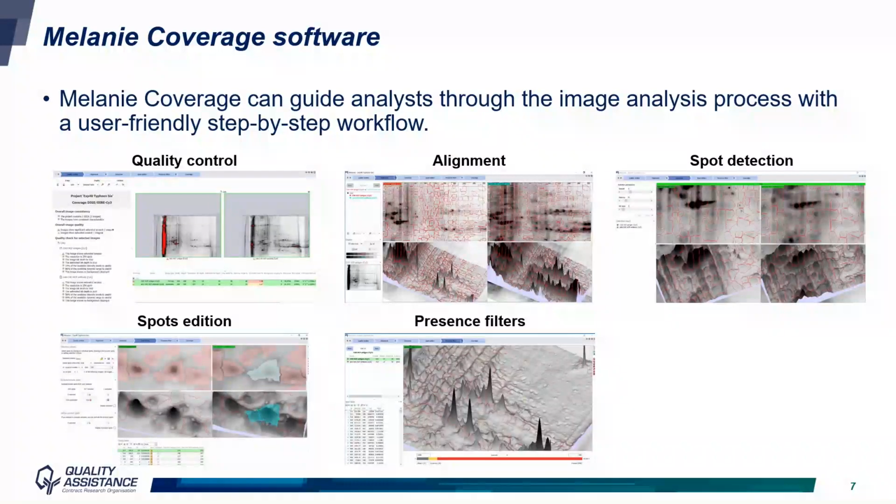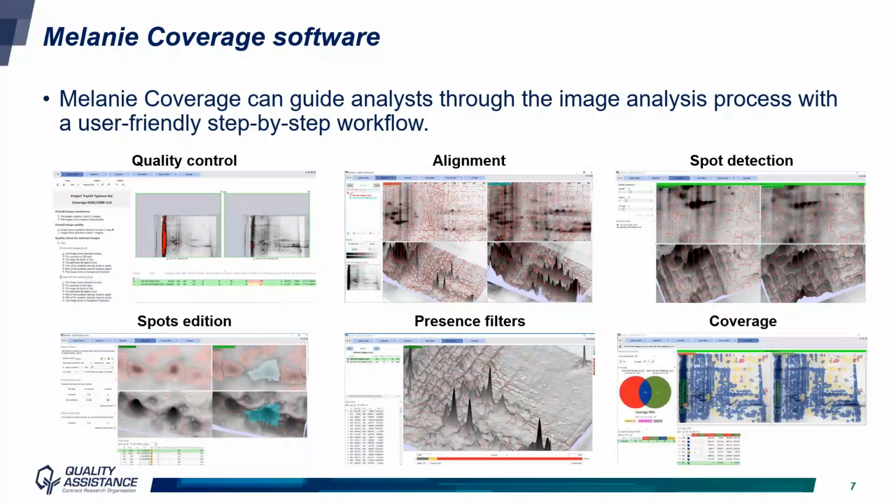The fifth step is the presence filters. For each image, a 3-level spot filter is applied to categorize spots as absent, uncertain, or present. This is based on the intensity of the spot. The last step is the coverage calculation. Uncertain spots will require manual review.